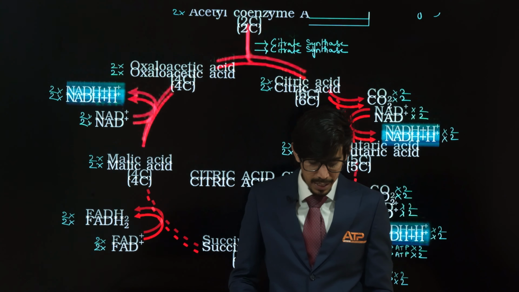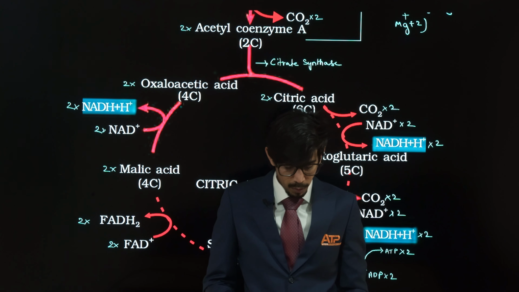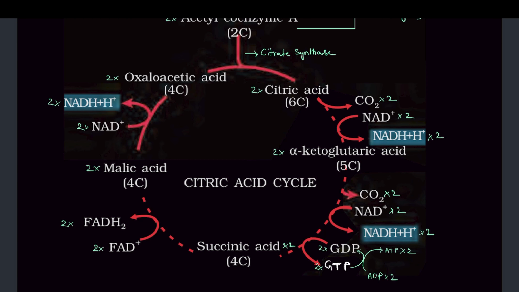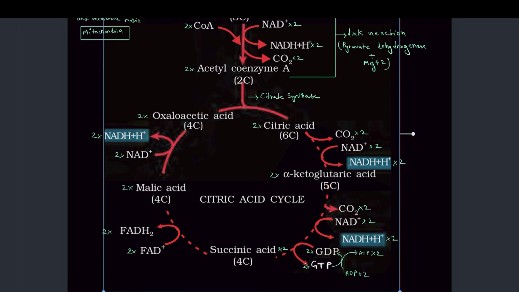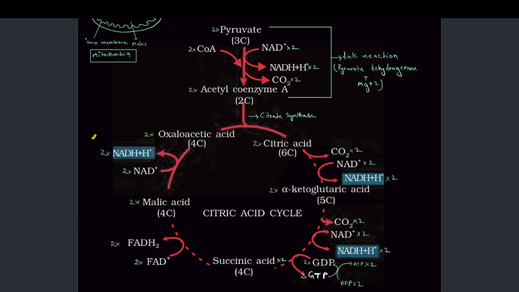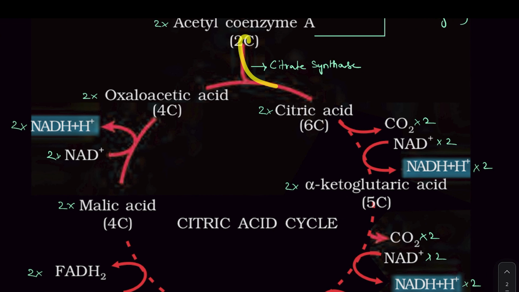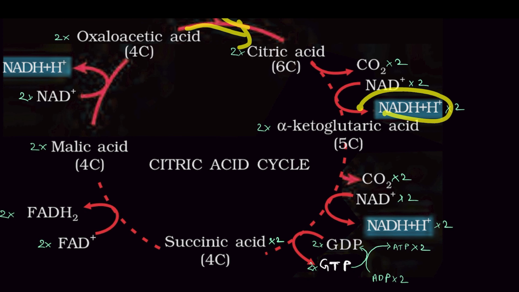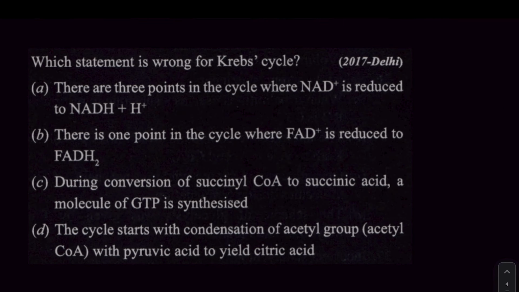Pay very close attention to the steps in which NAD plus is going to be reduced to NADH. See here, 1, 2, 3. So in this cycle there are 3 places. If you consider the link reaction as well, then there are 4 places, but the link reaction is not part of the cycle. The cycle starts from here, so we will consider only these 3 steps. So the first statement is correct. There are 3 steps. Let's see the other statements then.